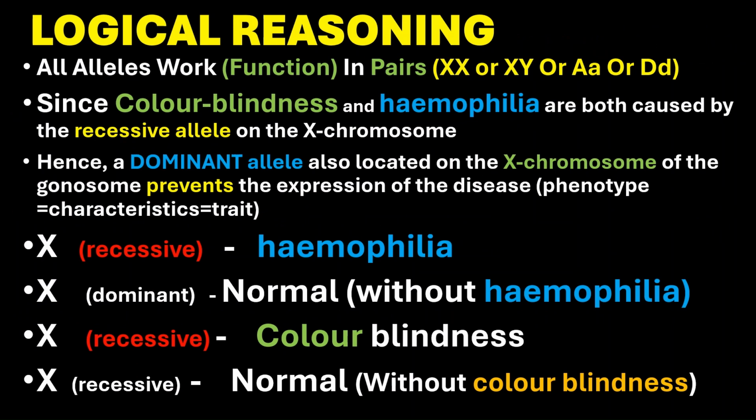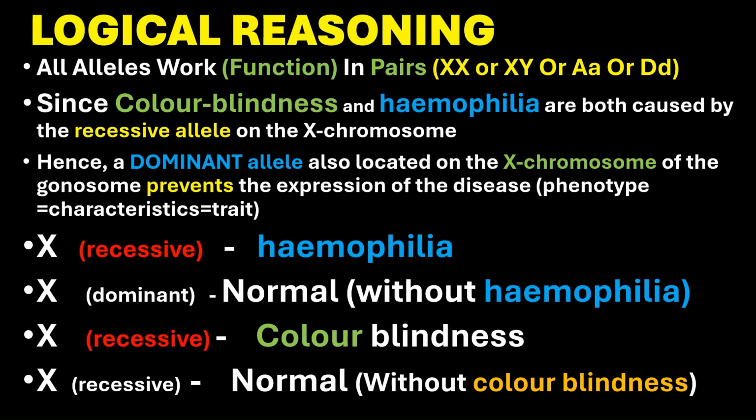Note that the disease is caused by a recessive allele. That means if you have a dominant allele of that particular condition, you're not going to get it, because the opposite of recessive is dominant. So if a recessive allele causes the disease, then a dominant allele won't cause it.